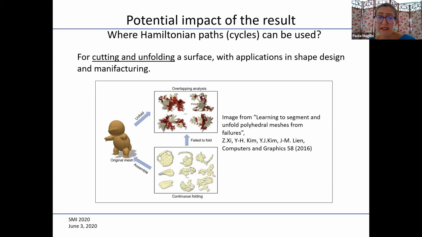And this has application for constructing an object from some material which can be folded, and one may investigate if Hamiltonian cycles can help also in this situation. And there are maybe potentially other possibilities of use.